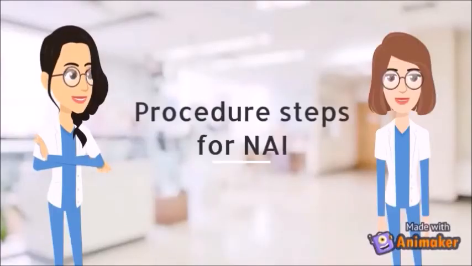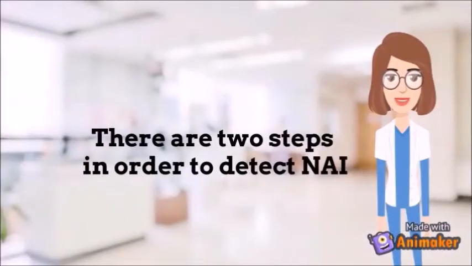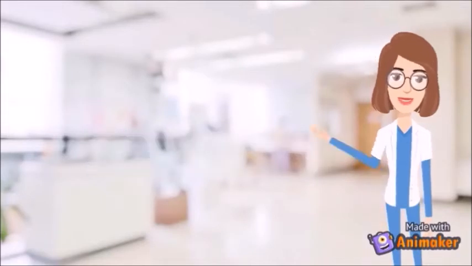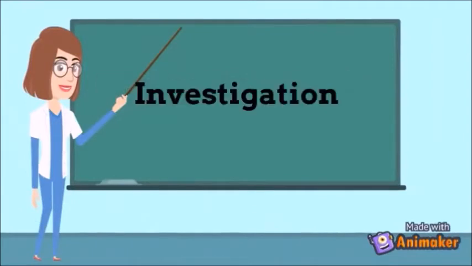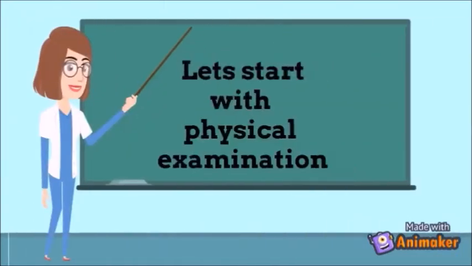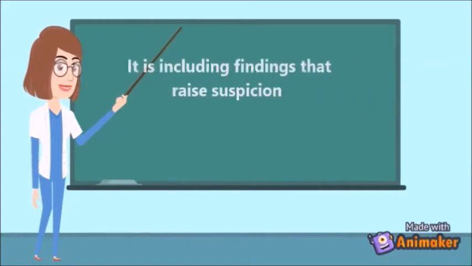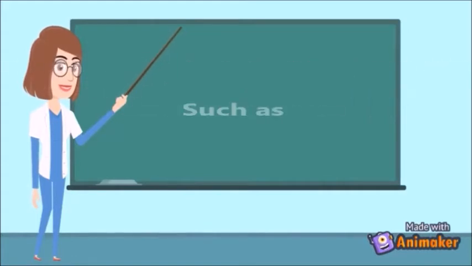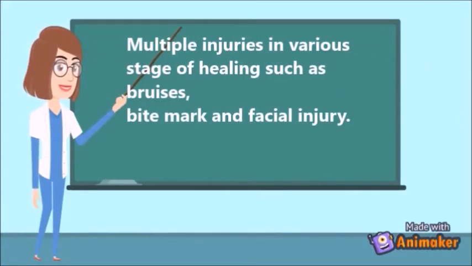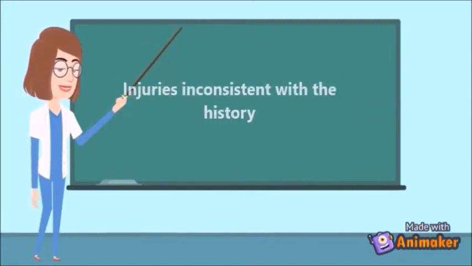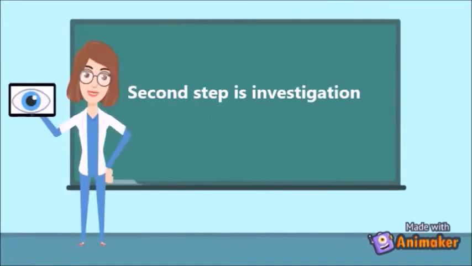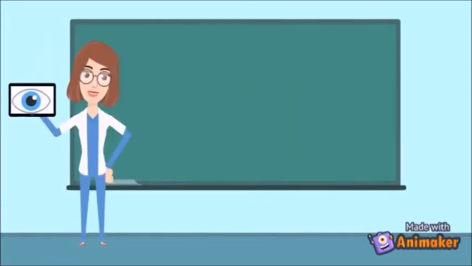There are two steps in order to detect whether the children have NAI or not. The first step is physical examination, and the second step is investigation. The diagnosis of physical examination is by looking at the evidence of abuse. It includes findings that raise suspicion, such as bruises, bite marks, and facial injury, and injuries inconsistent with the history. The second step is investigation.